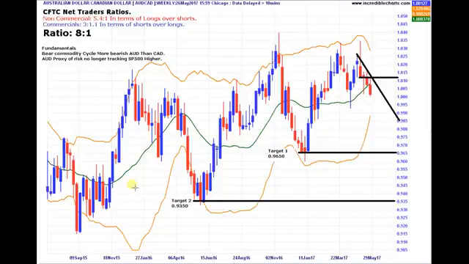We're on the AUD CAD, and I'm doing the weekly chart before I move to the daily chart because I just want to set the targets off the bigger chart. Now, in terms of the CFTC net traders ratios, non-commercials 5.4 to 1 in terms of longs over shorts or bullish bets, commercials 3 to 1 in terms of shorts over longs or bearish bets. We've got a ratio or divergence of 8 to 1, so a big divergence.